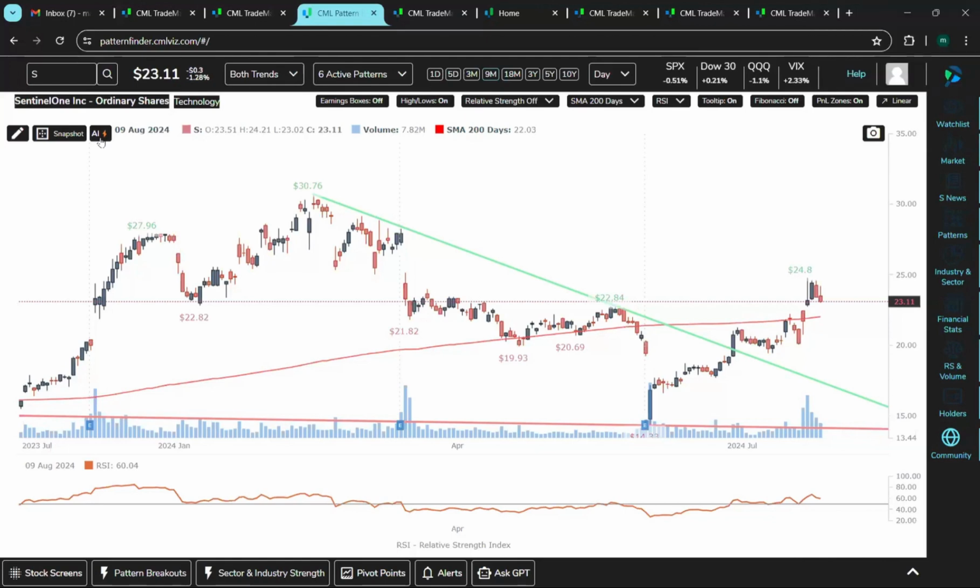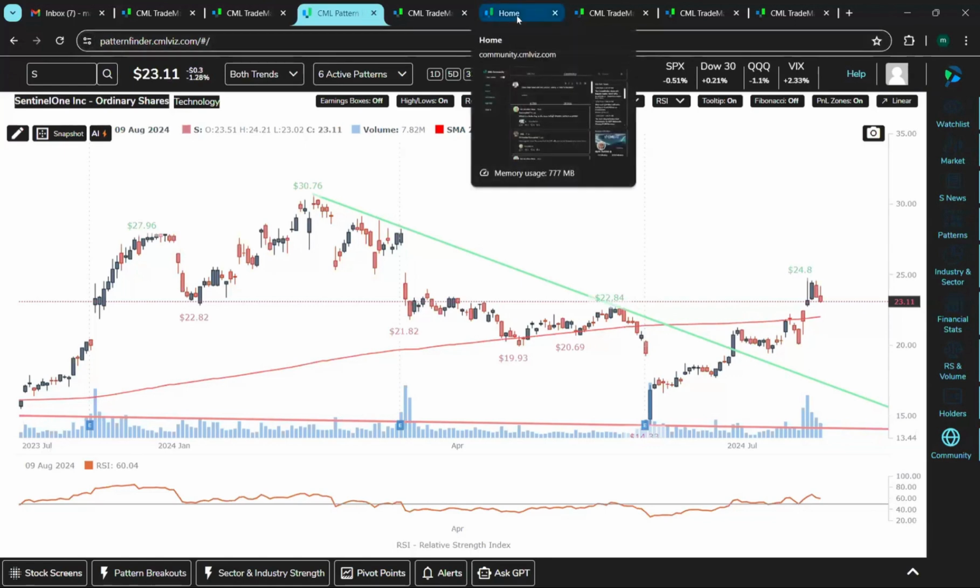Do you have to be an annual subscriber for the chart AI to be available? No. Any Pattern Finder subscriber does get access to the AI feature.